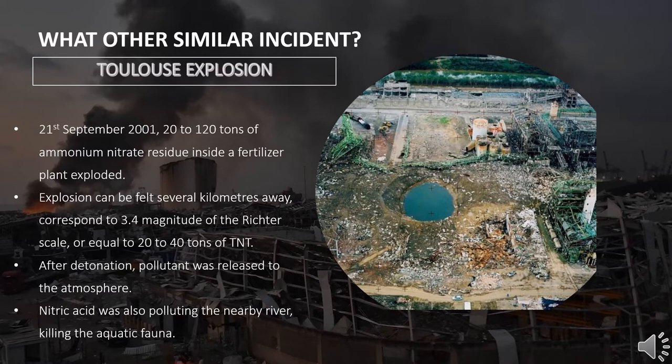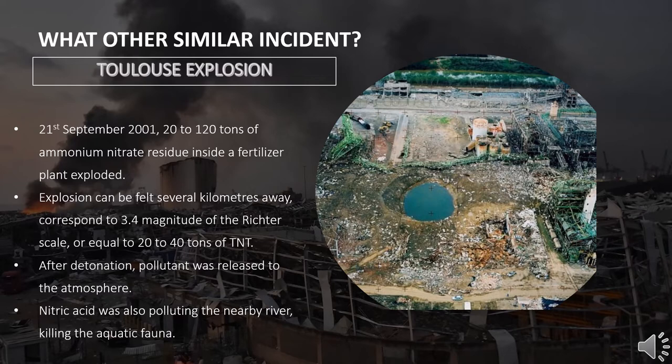According to the French Ministry of Sustainable Development, the explosion in the Toulouse incident could be felt several kilometers away, corresponding to a 3.4 magnitude on the Richter scale, or equivalent to 20 to 40 tons of TNT. Following the detonation, pollutants such as nitric acid, ammonia, nitrogen dioxide, and nitrous oxide were formed in the atmosphere.